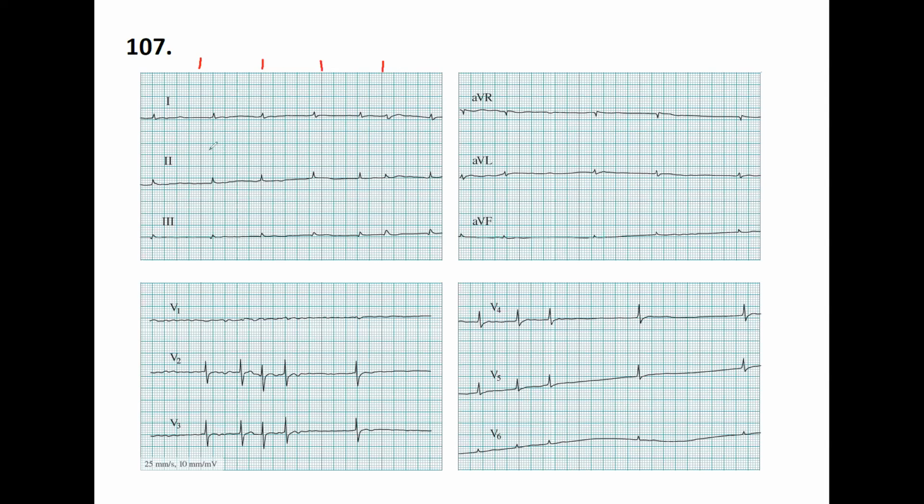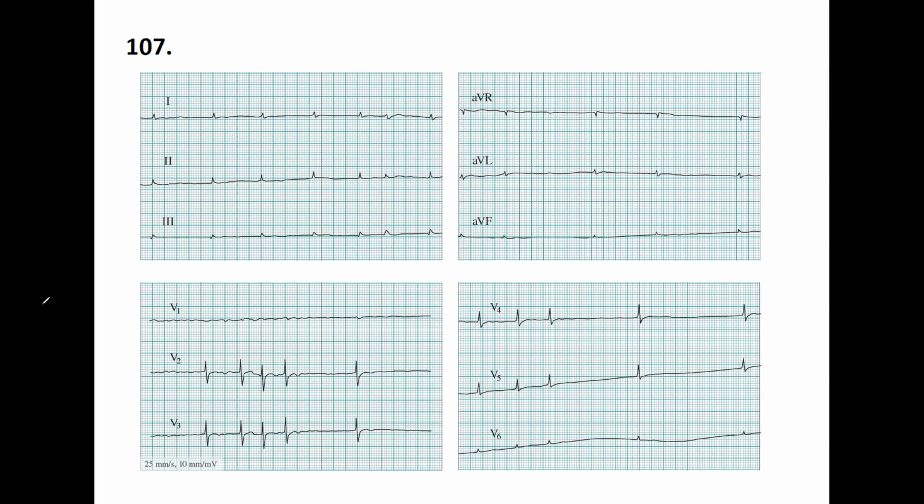Lead number 1 and AVF are both positive, so the heart axis should be normal. And again, that's a low voltage, so the R is very low. If you compare the R in lead number 1 and lead number 3, it's about the same. So I would say the axis is around 60. Very good.